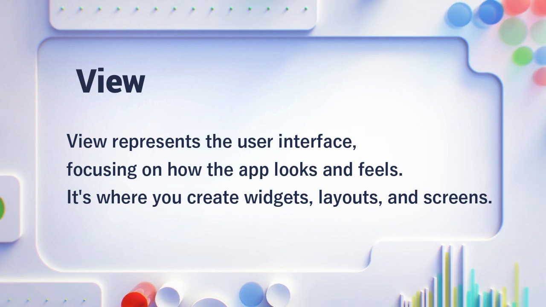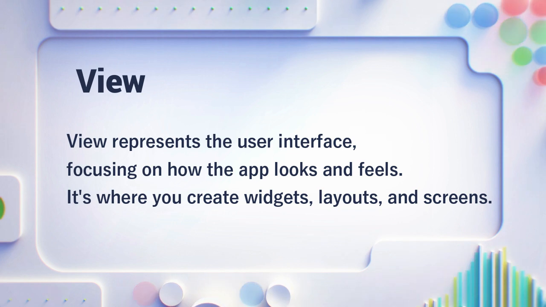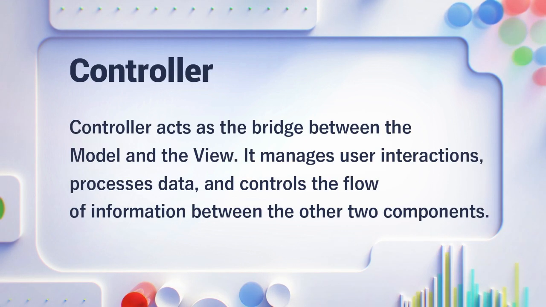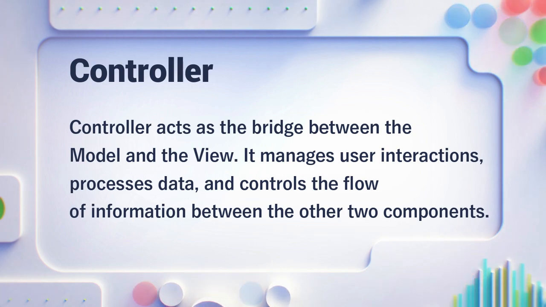The view represents the user interface, focusing on how the application looks and feels. It's where you create widgets, layouts, and screens. And the controller acts as a bridge between the model and the view. It manages user interaction, processes data, and controls the flow of information between the other two components.